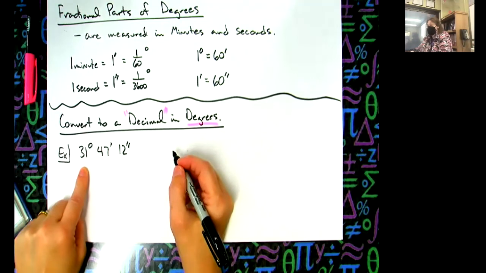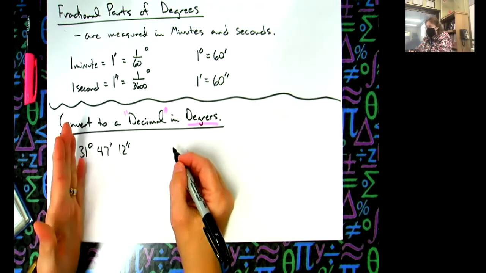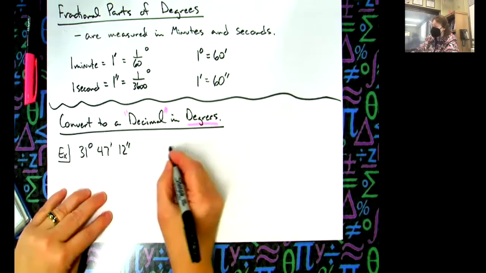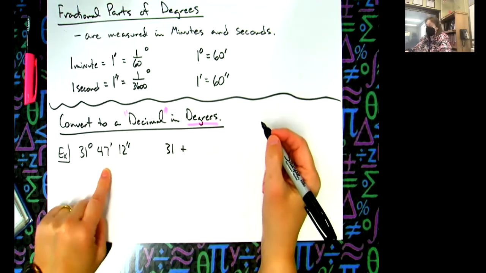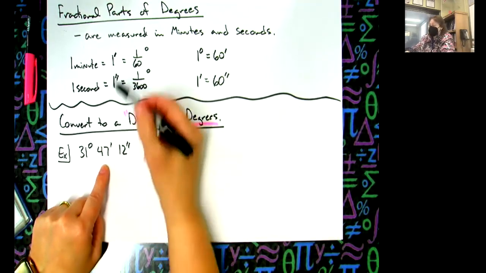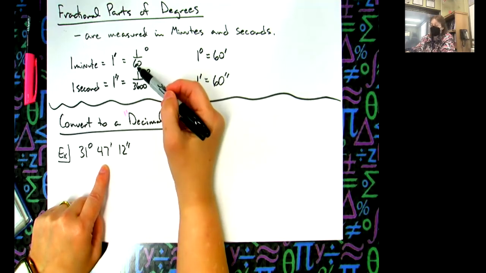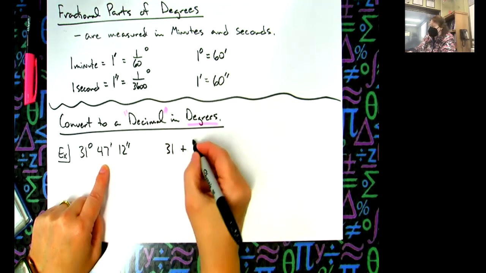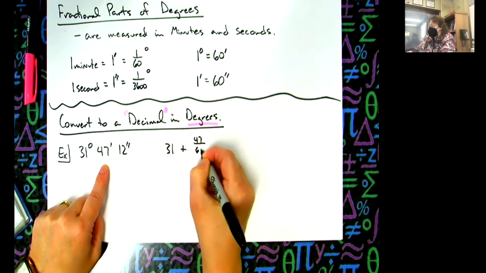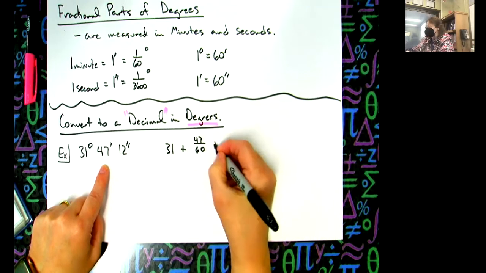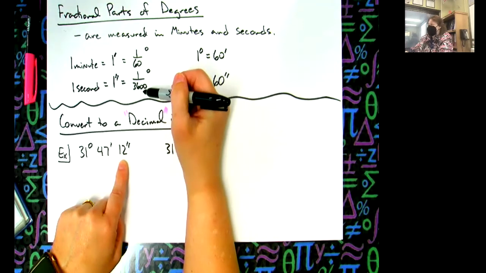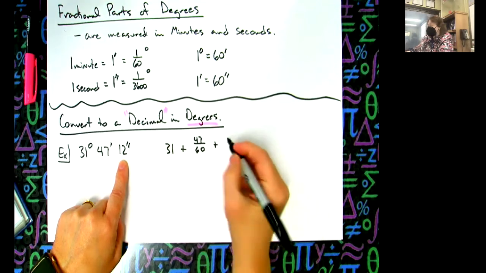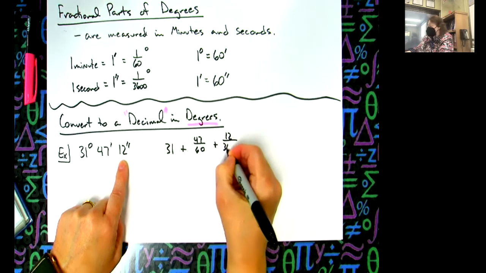The 31 degrees is the whole, right? That's a whole 31 degrees. So we're going to take our 31 and add to that this portion. Minutes are 1/60th of a degree, so 47/60. Seconds are 1/3600th of a degree. So 12/3600.